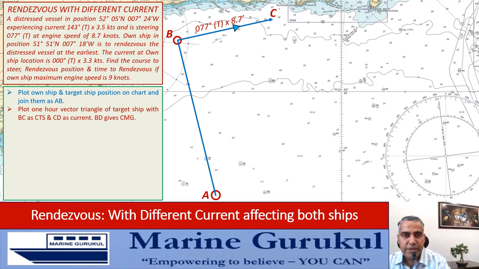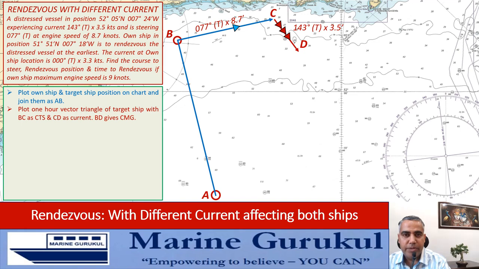Now we apply the target ship current, which is given to us in the question as 143 into 3.5 miles. So you can see the current vector coming up on the screen, 143 degrees, and the drift in 1 hour, which is 3.5 miles. Let's mark the end point of the current vector as D, Delta.